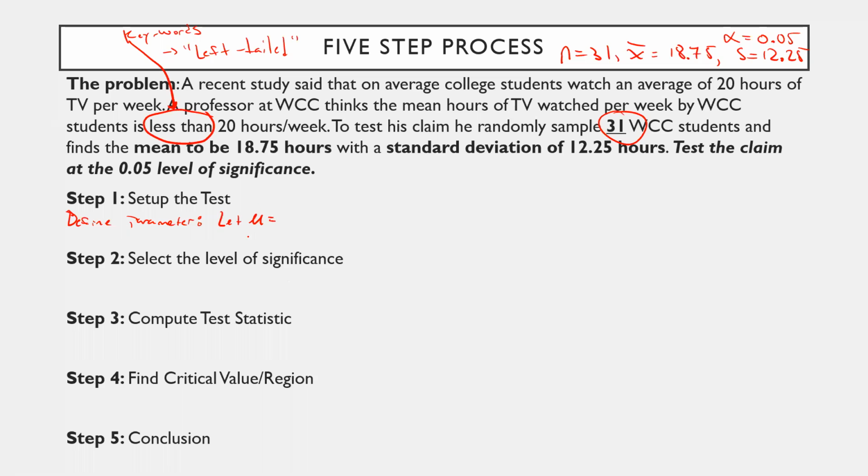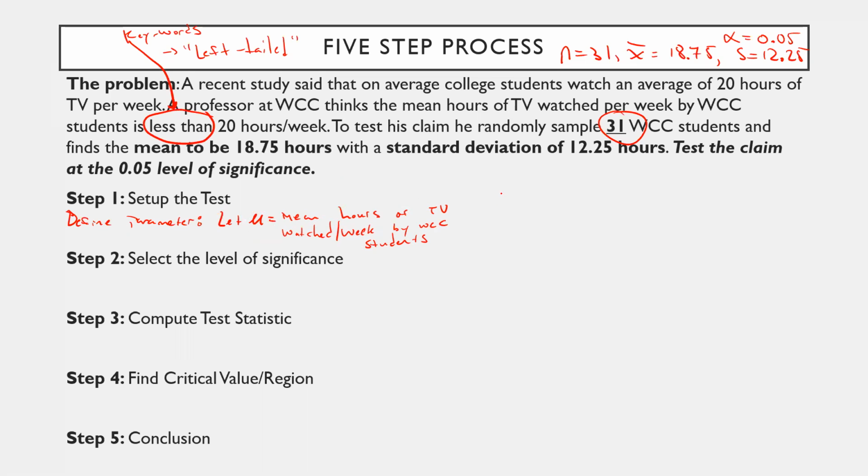So the parameter I'm investigating, I'm going to let mu be equal to the mean hours of TV watched per week by WCC students. That's what I'm investigating here. I'm trying to test something about this parameter, the mean watched by WCC students.